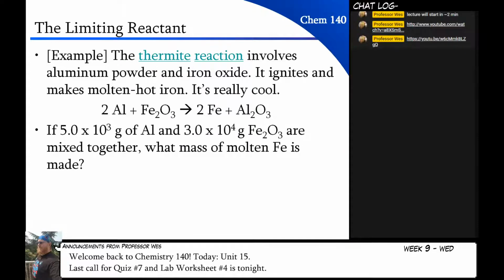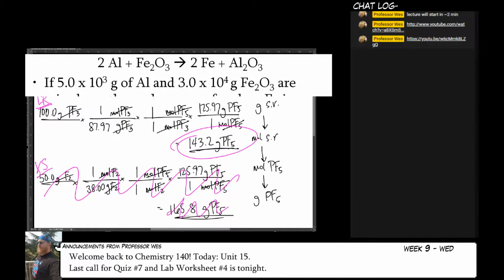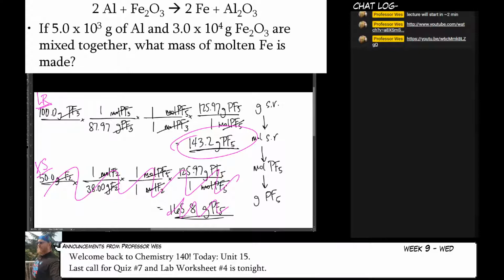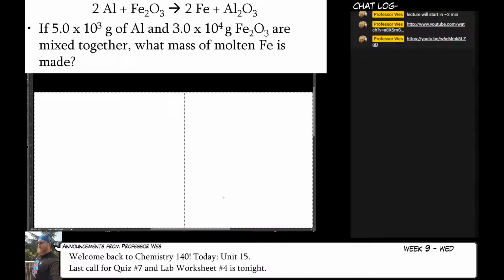So we're going to do this problem. We're going to put 5,000 grams of aluminum and 30,000 grams of rust. How much molten iron is made? So there's our 5,000 grams of aluminum. And here's our 30,000 grams of rust. It's a lot of rust.